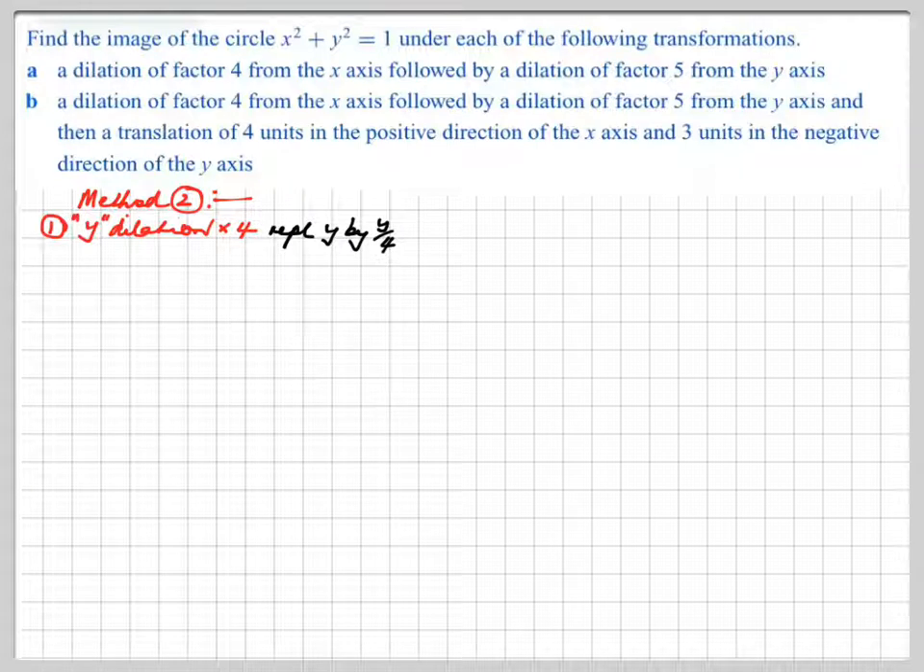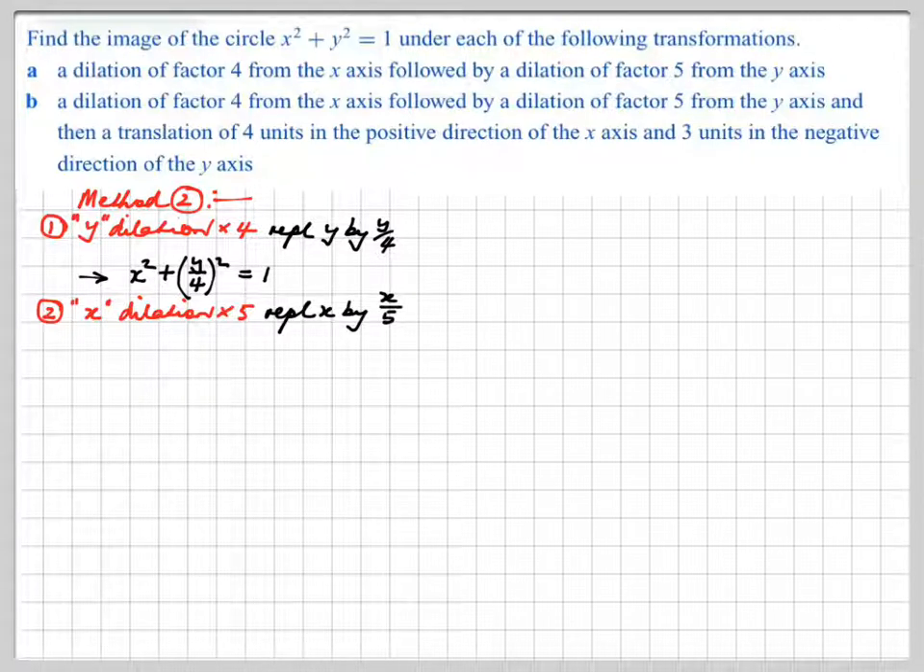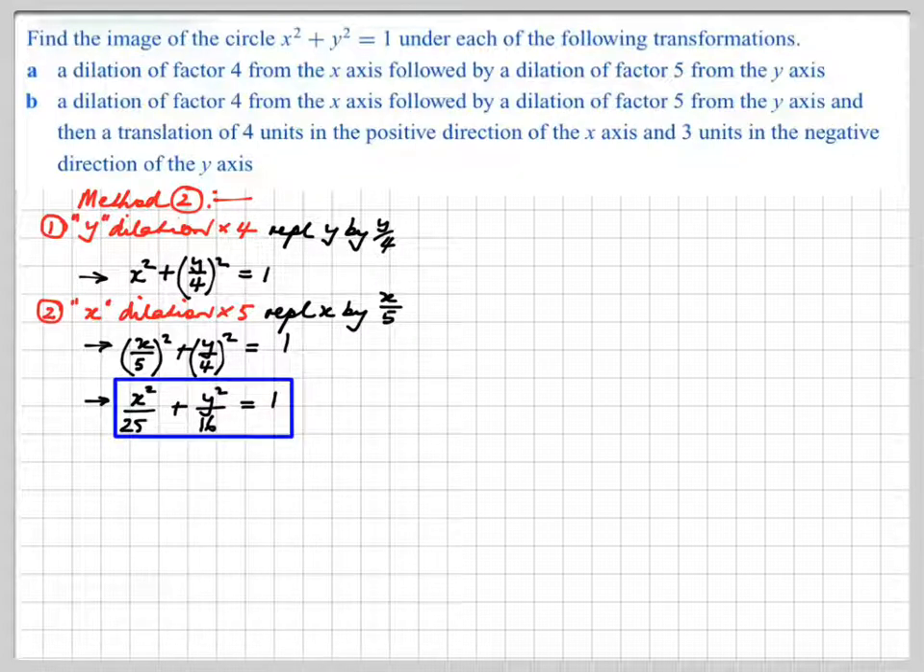Now that's where I got to. So what do you get? You get x squared plus y over 4 squared equals 1. Now, the second dilation was a dilation in the x direction by a factor of 5, so that means you replace x by x over 5, and you get that. There it is, guys, and that is your image. Now that was a lot quicker, but there's not much logic behind it that I can see, but it just works and works fast. Okay, you choose which one you want to use, but you've got method 1 there, the logical one, if you ever need to fall back on it.